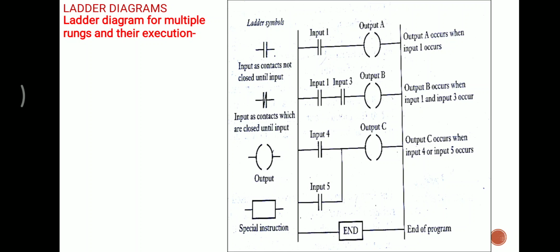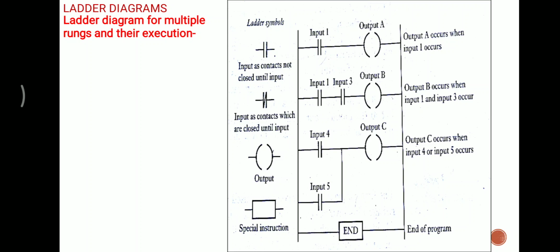In another rung there are two inputs, input 1 and input 3. It means to operate output B, we have to make both input 1 and input 3 be in the on condition. Then and only then will we have output B. In rung 4, again there are input 4 and input 5. To operate output C, we have to press either input 4 or input 5. Then and only then will we have output C. And the final rung is what?